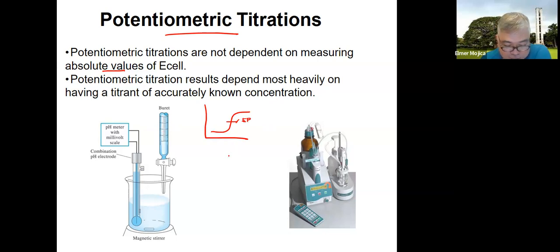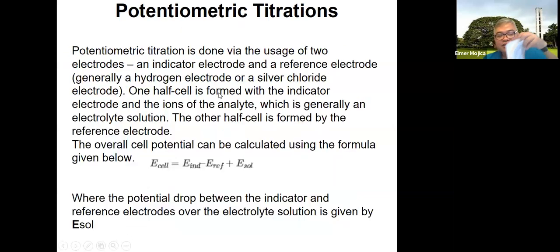The steepest point in the titration. Now, when you do potentiometric titration, it's not limited to acid-base. Whenever you do a potentiometric titration, you use two electrodes, an indicator electrode and a reference electrode. Even the pH meter has two electrodes there.